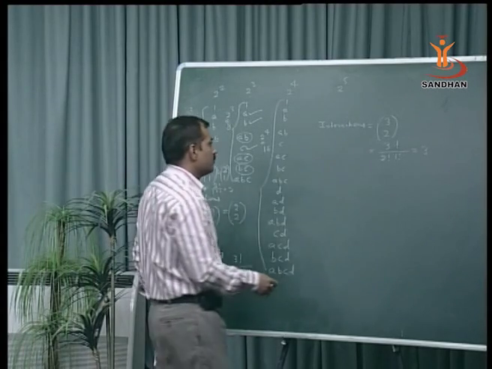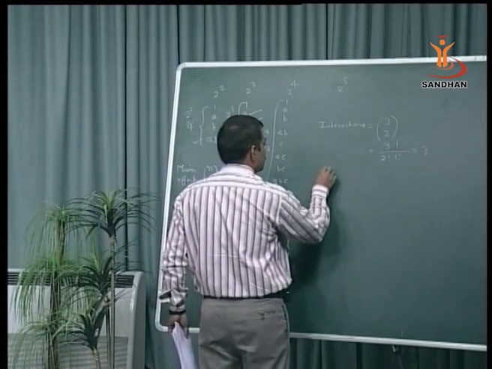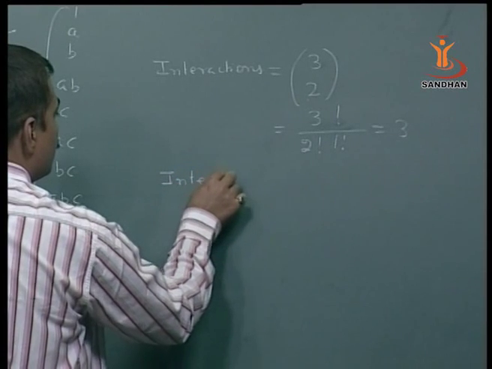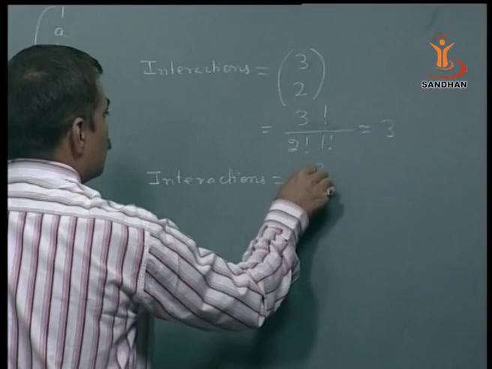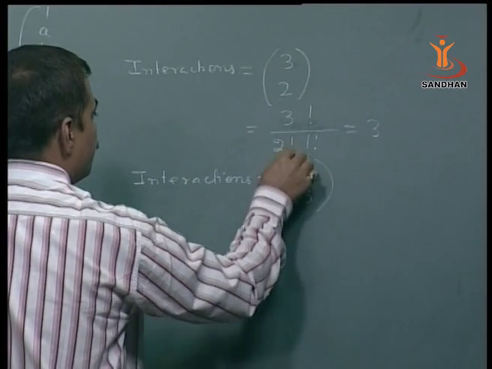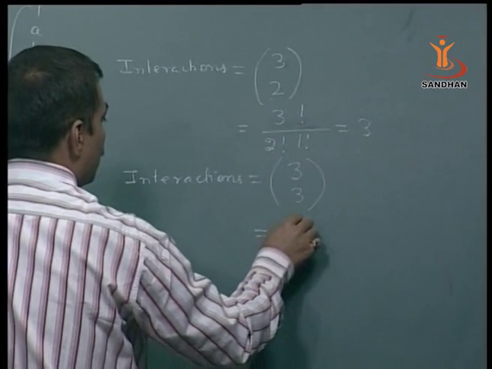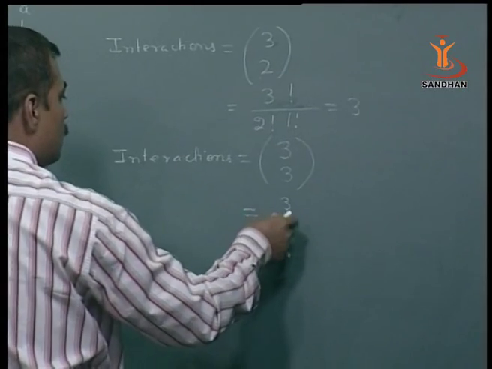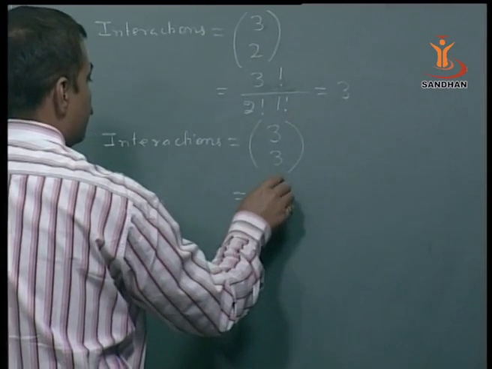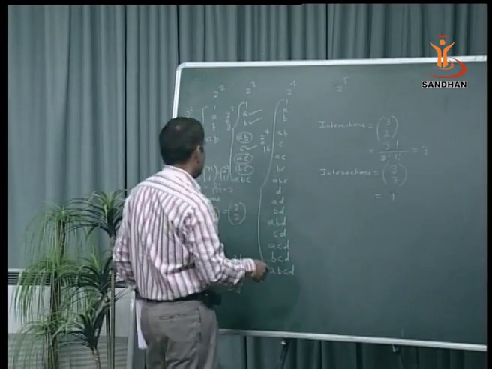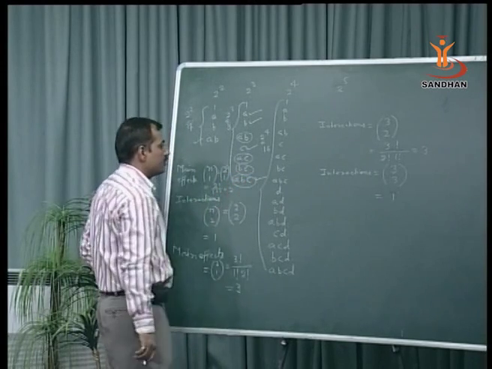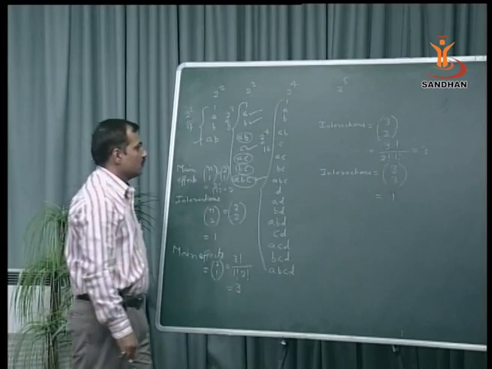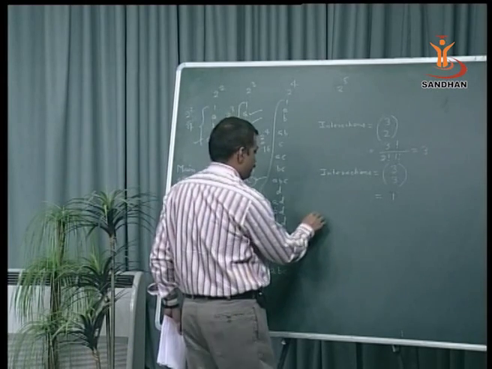And now for third order interactions, that is 3C3, and that will come out 1, that is ABC. ABC.